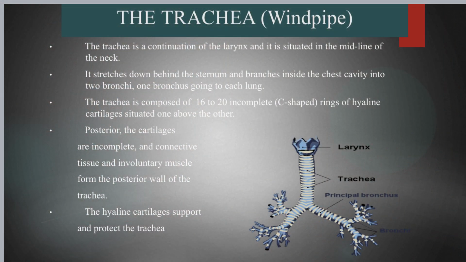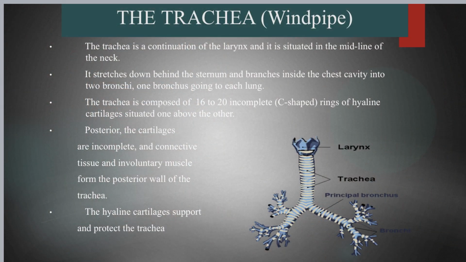And the trachea is a continuation of the larynx and is situated in the midline of the neck. It stretches down behind the sternum. The sternum, as you can remember, is the breastbone, and it branches inside the chest cavity into two bronchi, one bronchus going to each lung.